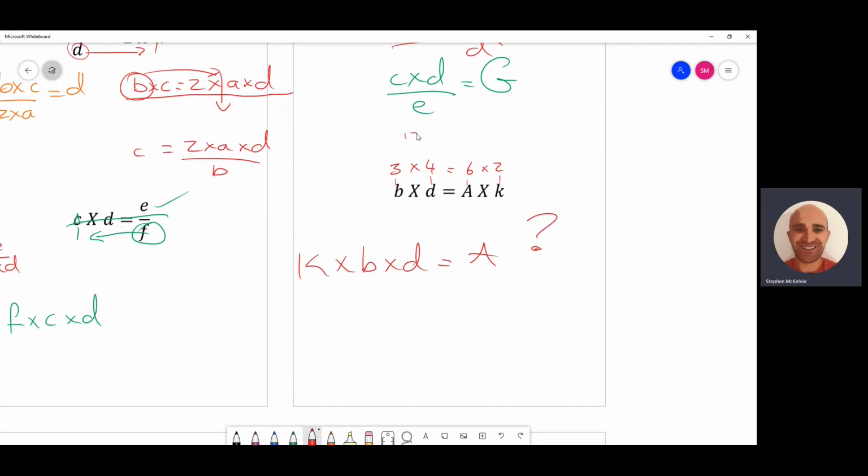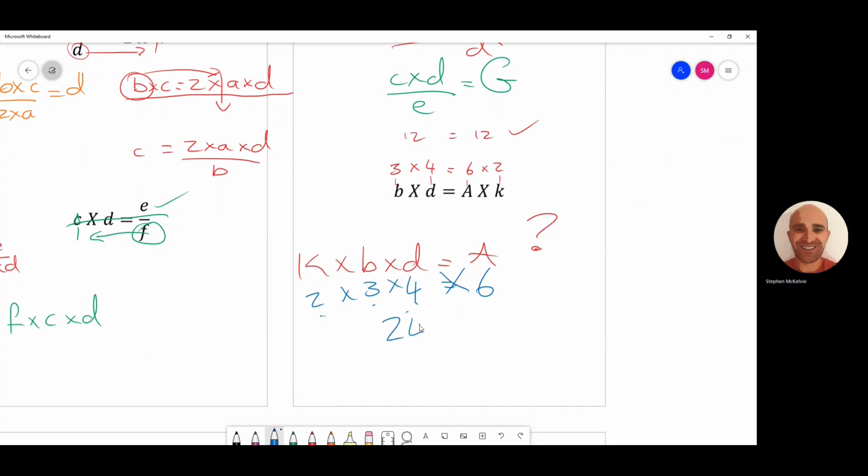3 times 4 is 12, 6 times 2 is 12, so that is equal. I'm going to test and see if this rearrangement that I did is correct. So K is 2, times B, which is 3, times D, which is 4, is equal to 6. Now 2 times 3 is 6, times 4, that's not equal to 6. 6 times 4 is 24. 24 does not equal 6. So this rearrangement was wrong.